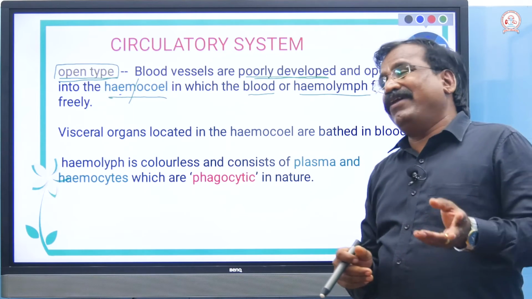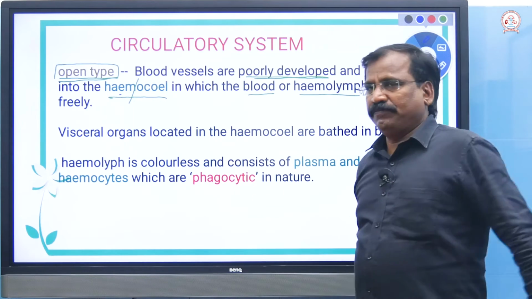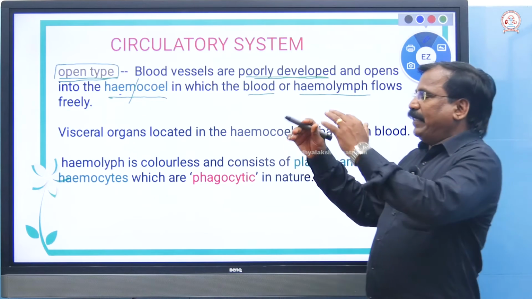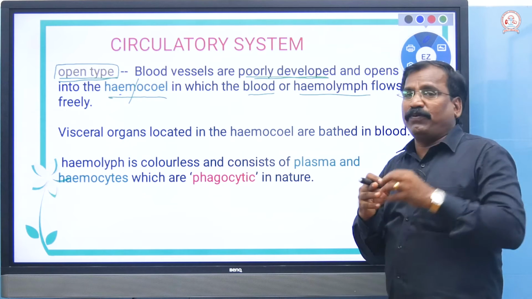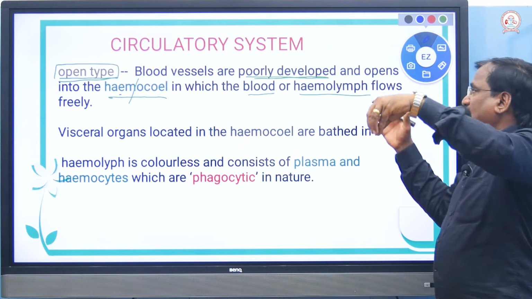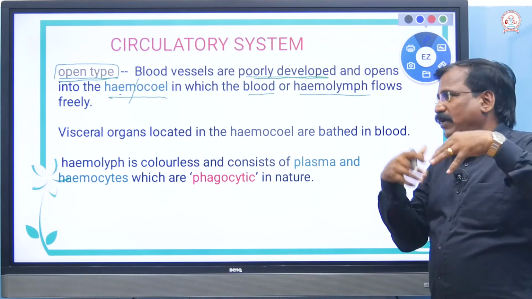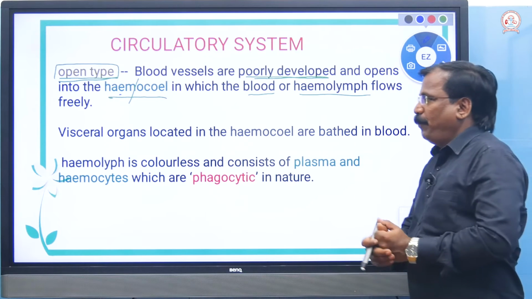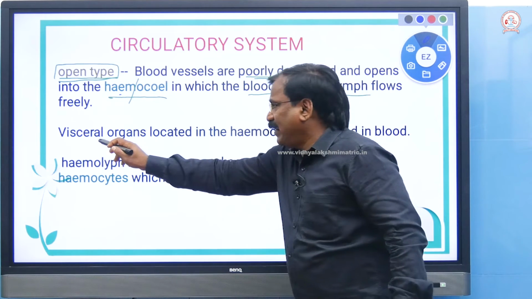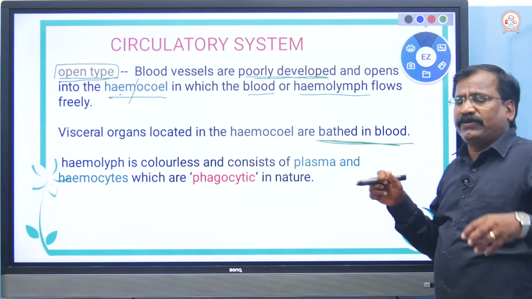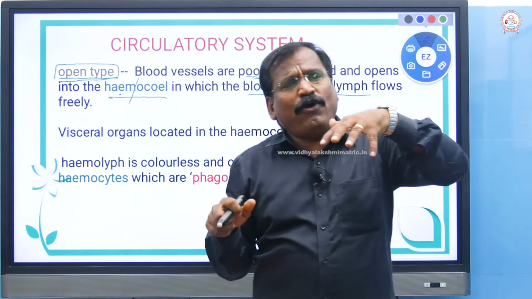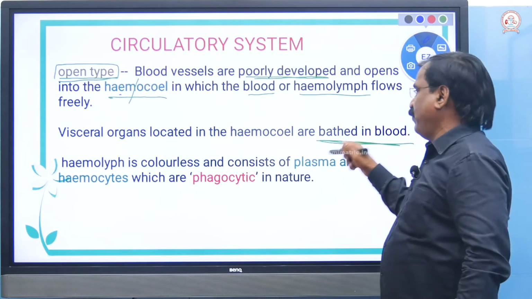Why is it called hemolymph? It is colorless. The body cavity is filled with the blood or the hemolymph, in which the blood vessels open. That's why it is called open type. And the visceral organs are bathed in the blood. The hollow tubular organs are called visceral organs.